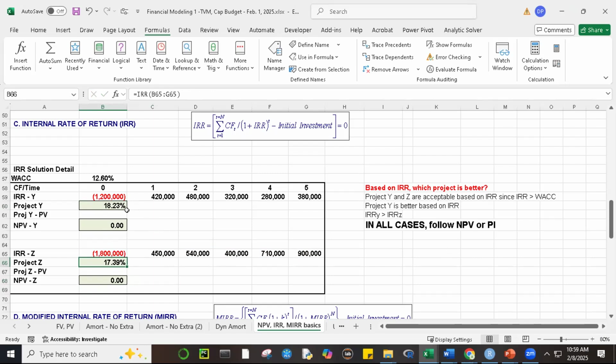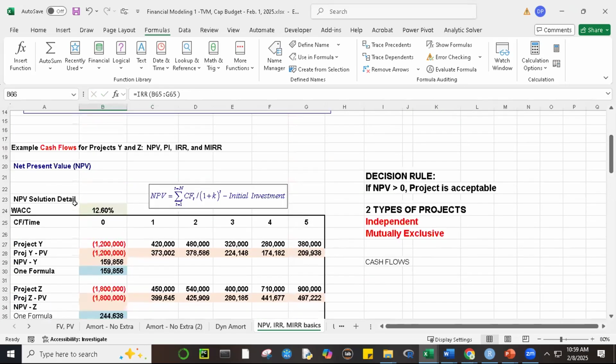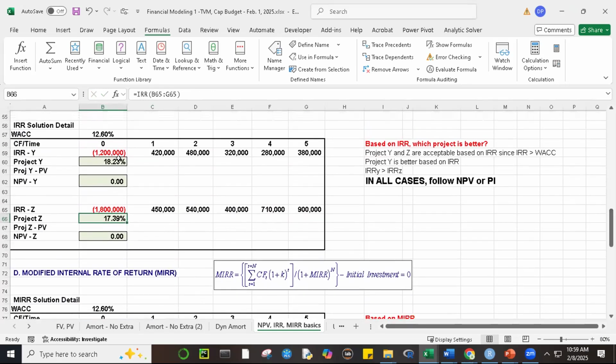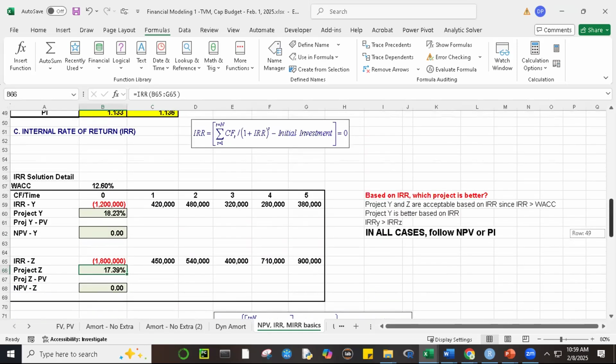Yes, these projects are acceptable because the decision rule for IRR is that you have to compare it with the weighted average cost of capital. The WACC is 12.6% here. The IRR is 18.23 for project Y and 17.39 for project Z. So they're both higher than 12.6, therefore both projects are feasible.